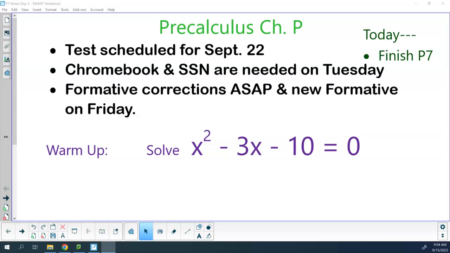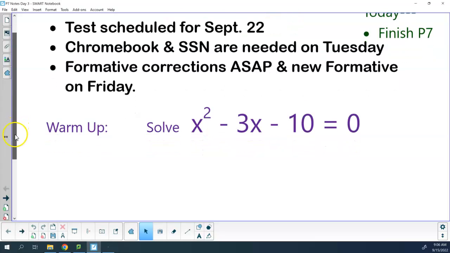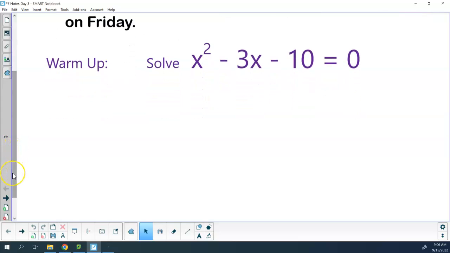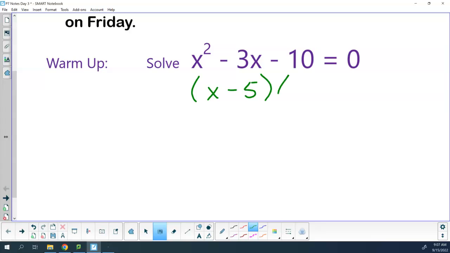Ready, steady, go. Now, the cool thing about the 4 methods is it doesn't matter which one you choose. You're all going to get the exact same answer. Okay? All right? So, for me, because factoring is my favorite F word, I'm going to go with factoring, because it is factorable. Okay? So, 2 numbers that multiply together to be negative 10 and add together to be negative 3 are negative 5 and positive 2. So it factors to be that.